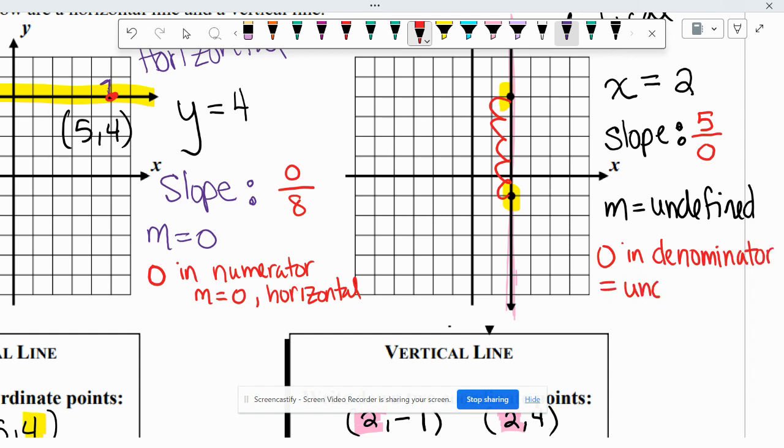equals undefined, which is vertical. And it's because you never run, right? You cannot divide by 0. And your calculators say different things. Sometimes your calculator says divide by 0 error. I think that Desmos calculator says divide by 0 error. Your handheld calculators in here say domain error. And then sometimes they don't say divide by 0 or domain error. They just say error. Okay.